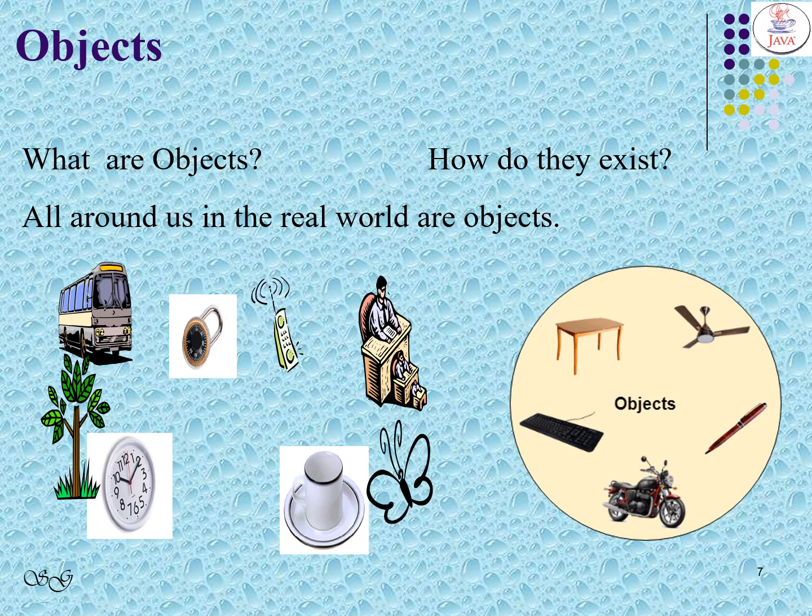Object. Let us discuss the concept of object. What are objects? How do they exist? In a simple way, we can put it in this way. All around us in the real world, we can call them objects, like mouse, monitor, computer as a whole, etc. Pictures displayed here are objects which can have focus.